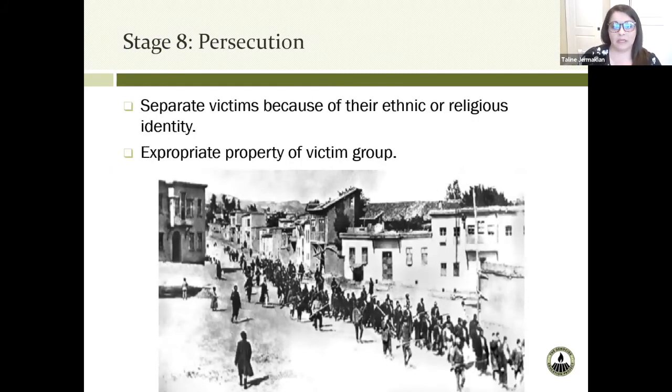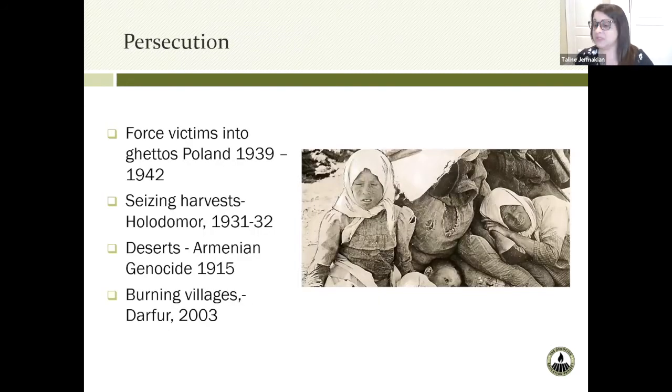Persecution. This is when you start going after the group that you're targeting in genocide. You separate the victims, you take their property, you force victims out from their homes into the ghettos, into the desert, whatever it may be, whatever that plan is, you're starting to make that movement.